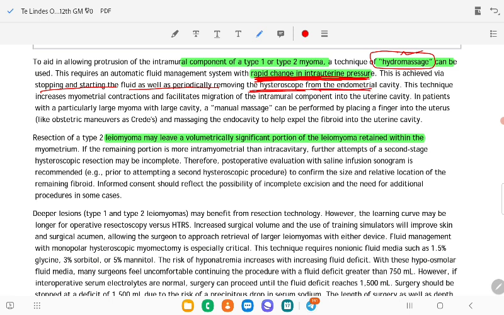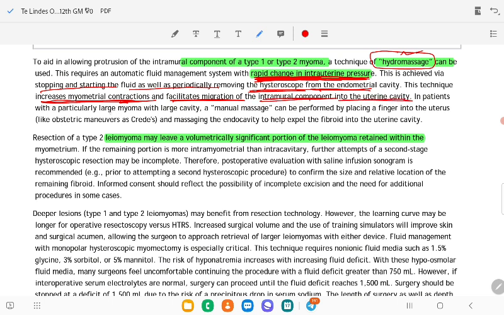How will we rapidly change the intrauterine pressure? You can stop the fluid channel or suddenly start it, or periodically remove the hysteroscope and enter again. This technique increases the myometrial contraction. This increased contraction facilitates the migration of the intramural component into the uterine cavity.